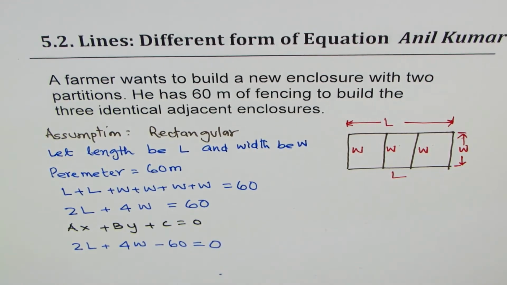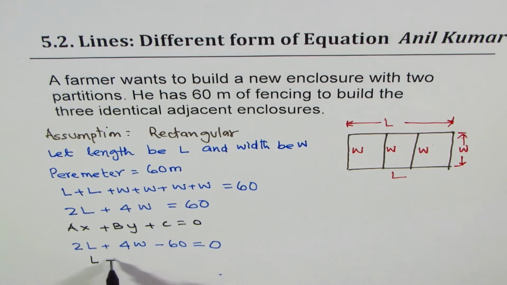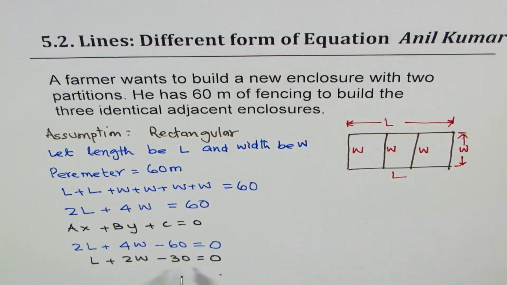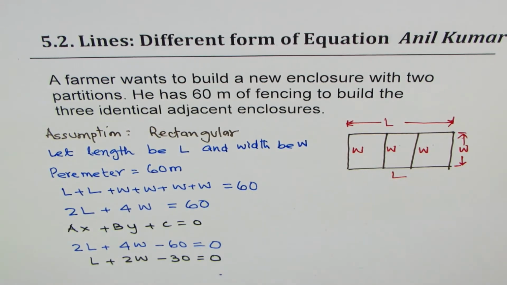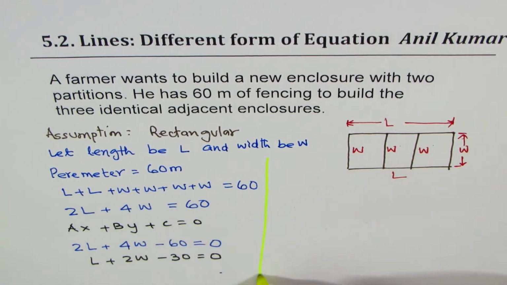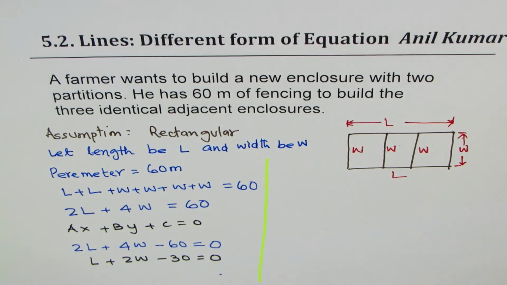Is it okay? I can actually simplify this also, by dividing each term by 2. So if I divide each term by 2, I get length plus twice width minus 30 equals 0. So that becomes our equation in standard form. Correct? It links length and width for the given situation. Correct? Now let's try to translate this into slope-intercept form.